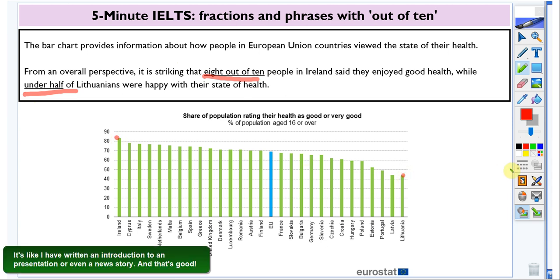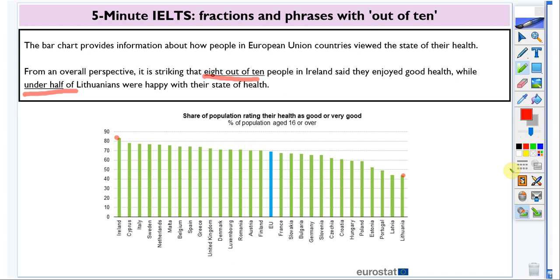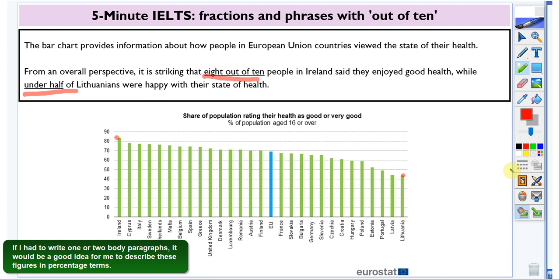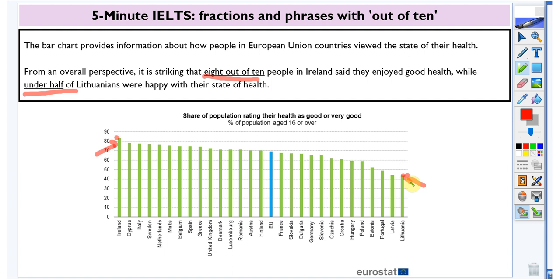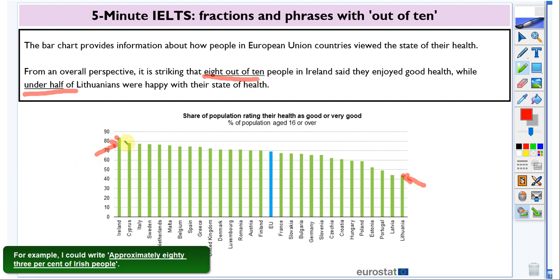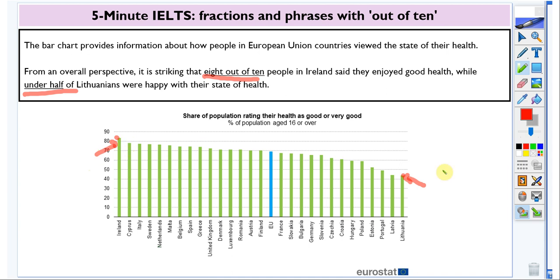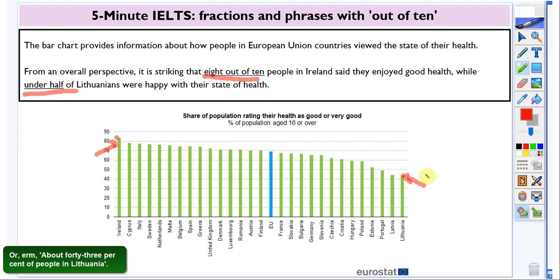It's like I have written an introduction to a presentation or even a news story, and that's good. If I had to write 1 or 2 body paragraphs, it would be a good idea for me to describe these figures in percentage terms. For example, I could write approximately 83% of Irish people, or about 43% of people in Lithuania.